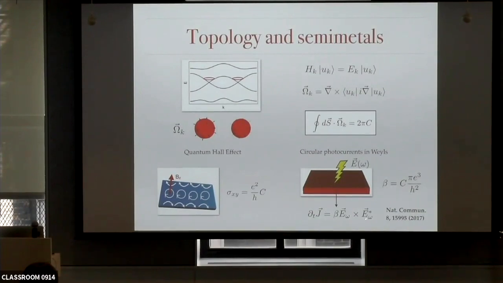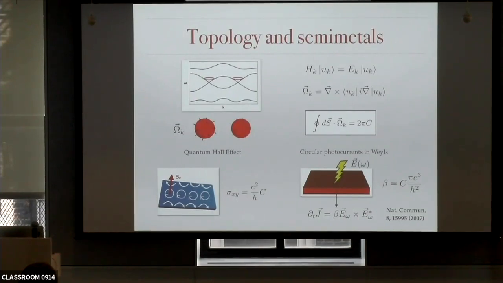So this is the imaginary part of E of omega cross E star of omega. And the coefficient here is quantized in terms of fundamental constants only, the same thing as in the Hall effect. So there's pi, e cubed, and h squared. And the coefficient here is the Chern number of the node. Okay? So there's a way of measuring the Chern number by doing this type of experiment. Note here I wrote dj/dt, so this is not really a current, it's the derivative of the current with respect to time that is quantized. So it's a little bit different.